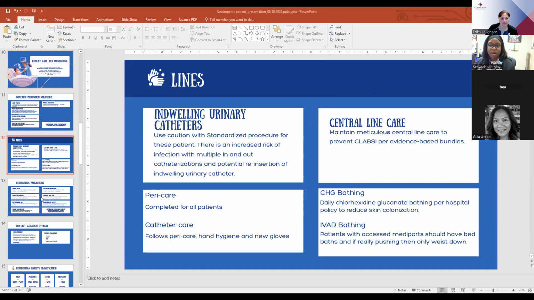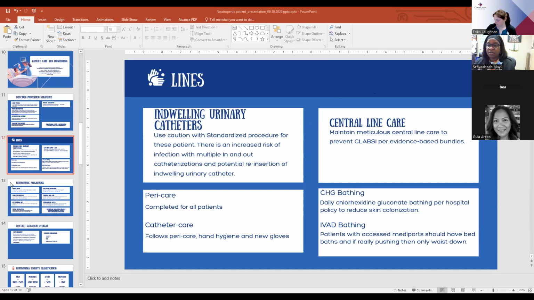Pericare is huge. We want to make sure that pericare is completed, whether or not we have our PCT delegated to do the pericare. There needs to be follow-up by the RN to make sure that pericare has been completed on the patients.